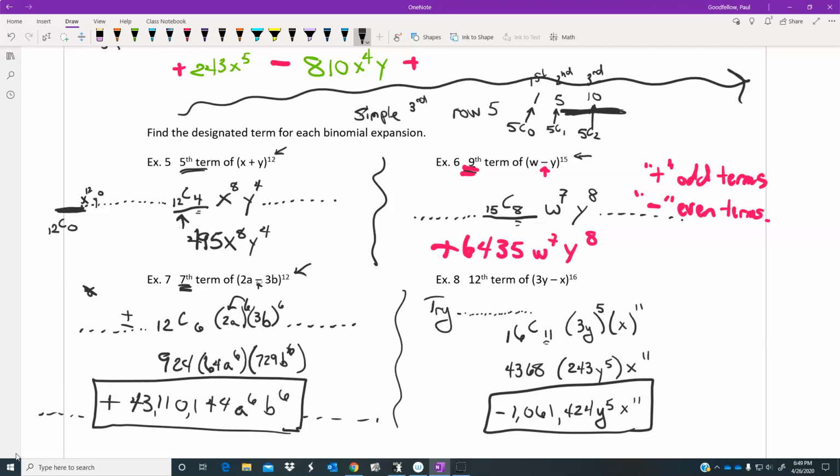Okay. Make sure you balance the power and what's going on there. 4368 is 16 choose 11. 3 to the 5th power is 243, and there's no coefficient on the x, so that's kind of nice. And it ends up 243 times 4368 is 1,061,424, and that would be y to the 5th, x to the 11th, and it would be a negative because it is an even term and it's an alternator. So it turned out to be a negative value in that particular case.